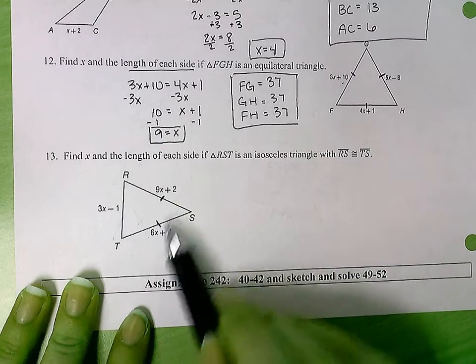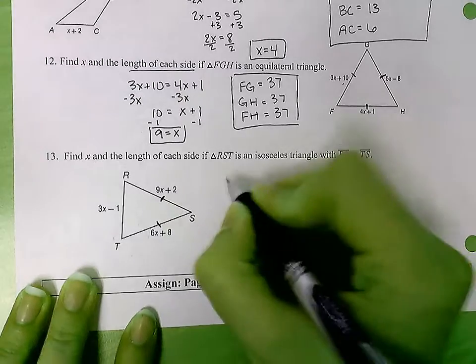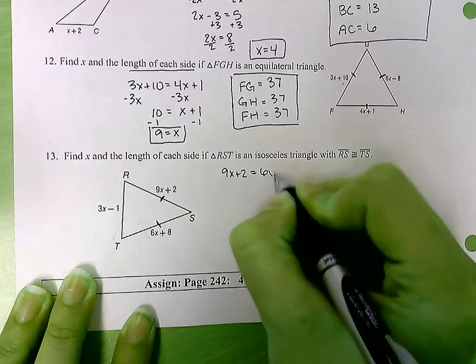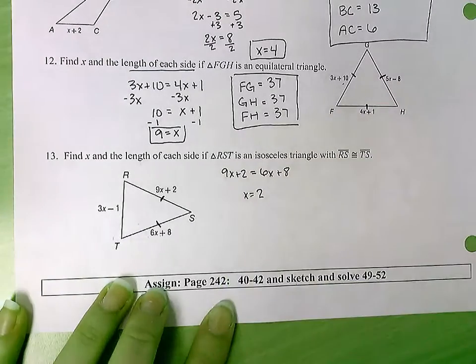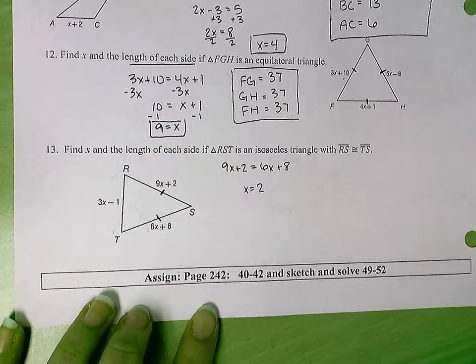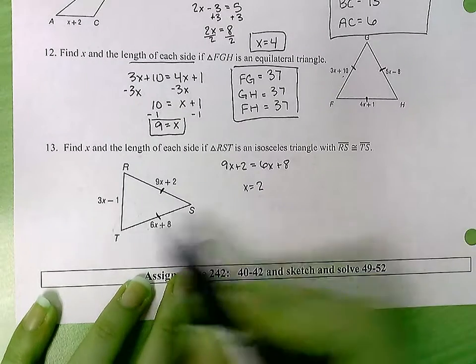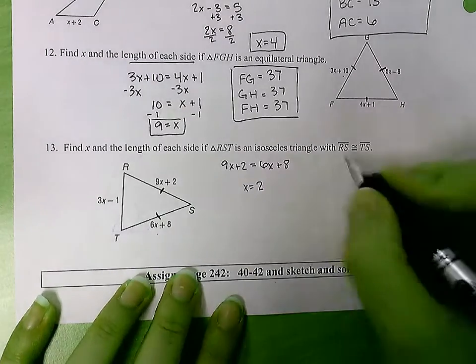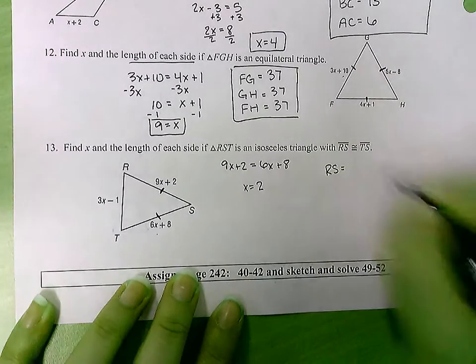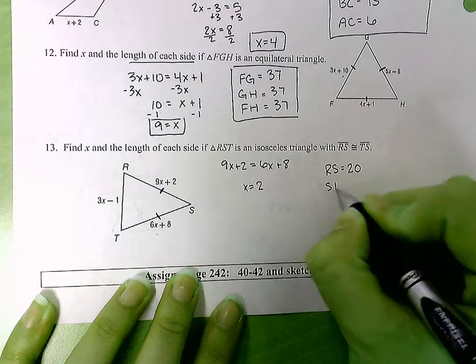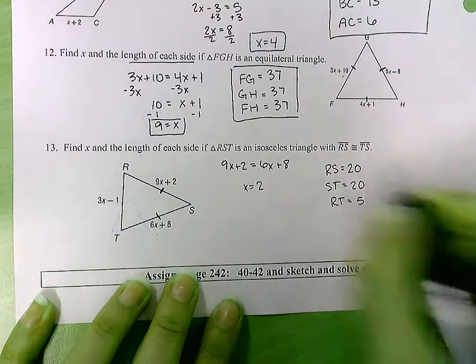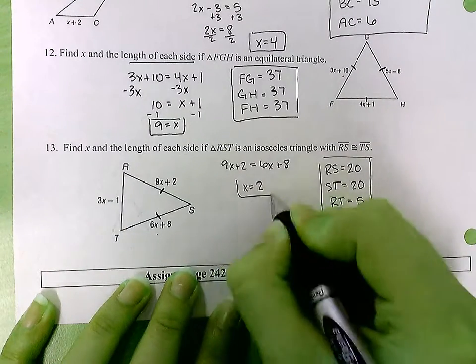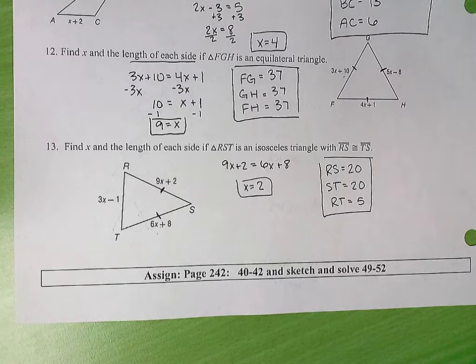13. These two sides are congruent to each other. So we can set 9x plus 2 equal to 6x plus 8. So those two sides are equal. When you solve for x, you should get x is equal to 2. You can then plug in 2 for x for all three of your sides. So we have RS is equal to 20, ST is equal to 20, and RT is equal to 5.